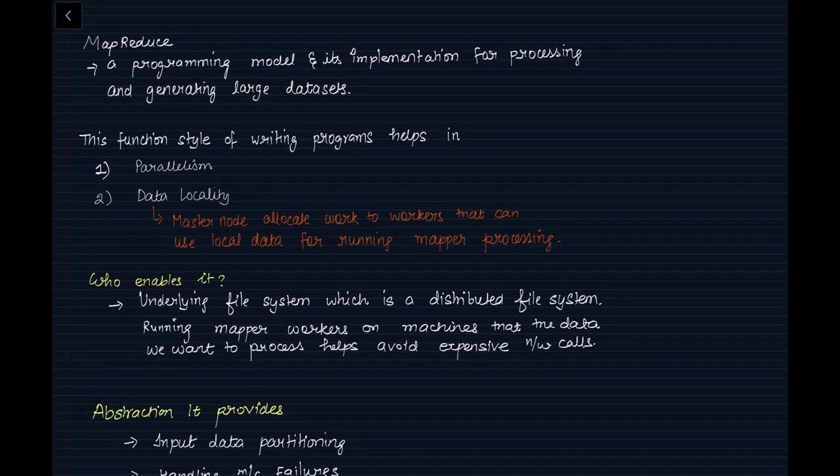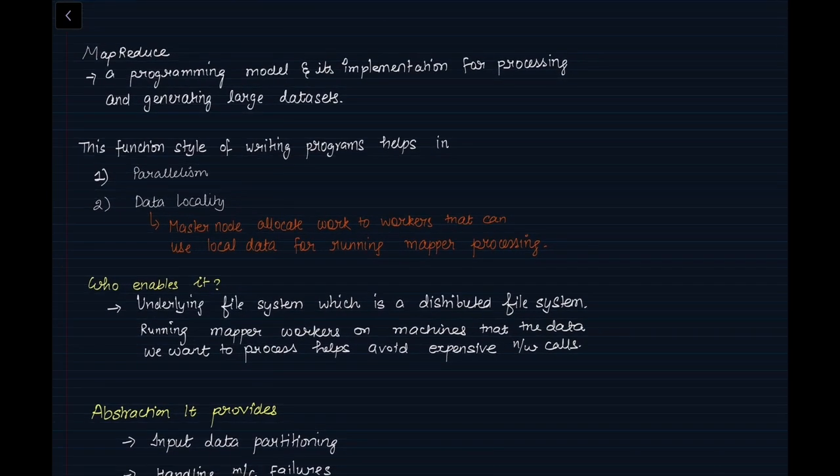MapReduce is basically a paradigm, a programming model for processing and generating large data sets. Google has a very large amount of data and also many business use cases like processing data on a very large scale. For example, building search indexes, performing distributed sorting, or doing a URL count to find out the most popular or the most clicked URLs in the search services. This type of programming paradigm helps with two things. First, it helps with parallelism, and second, it helps with data locality.